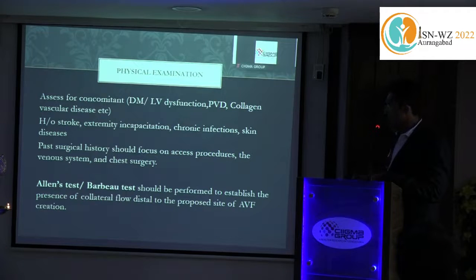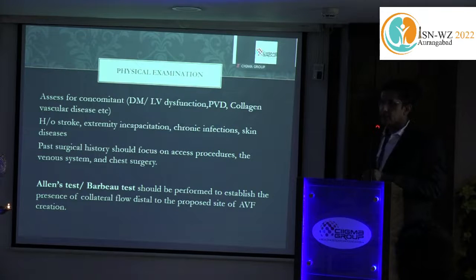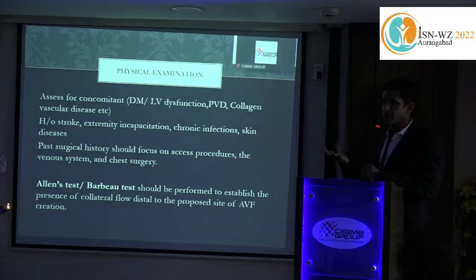The Allen test and Barbeau test should be performed to establish the presence of collateral flow distal to the proposed site of AV fistula creation. Allen test, everybody is aware, you compress both the radial and ulnar artery, ask the patient to clench the fist and then open. The hand gets completely blanched because you have blocked both the arteries. You can then release the ulnar side and you see the perfusion through the ulnar side. And again you can repeat on the radial side.